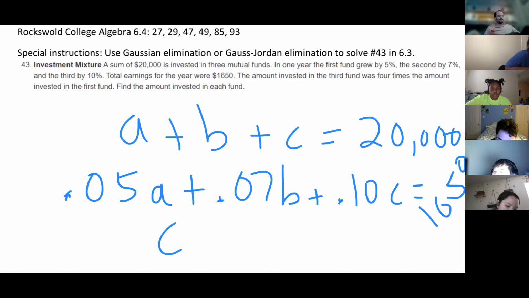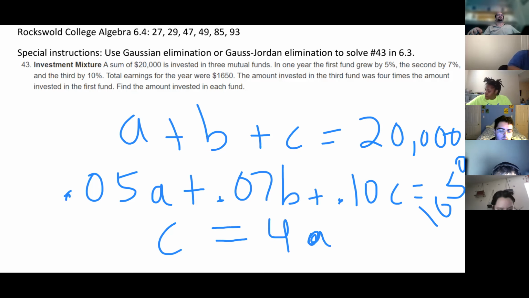The amount invested in the third fund was, is, the verbs represent what? C equals A times 4. Yeah, so 4 times the amount in the first fund looks like what? 4A or A times 4? This is really close to being thrown in the matrix, I feel like. There's a 1A, there's a 1B here, there's a 1C here. We have it on this second line. That's pretty much ready to get thrown into the matrix.